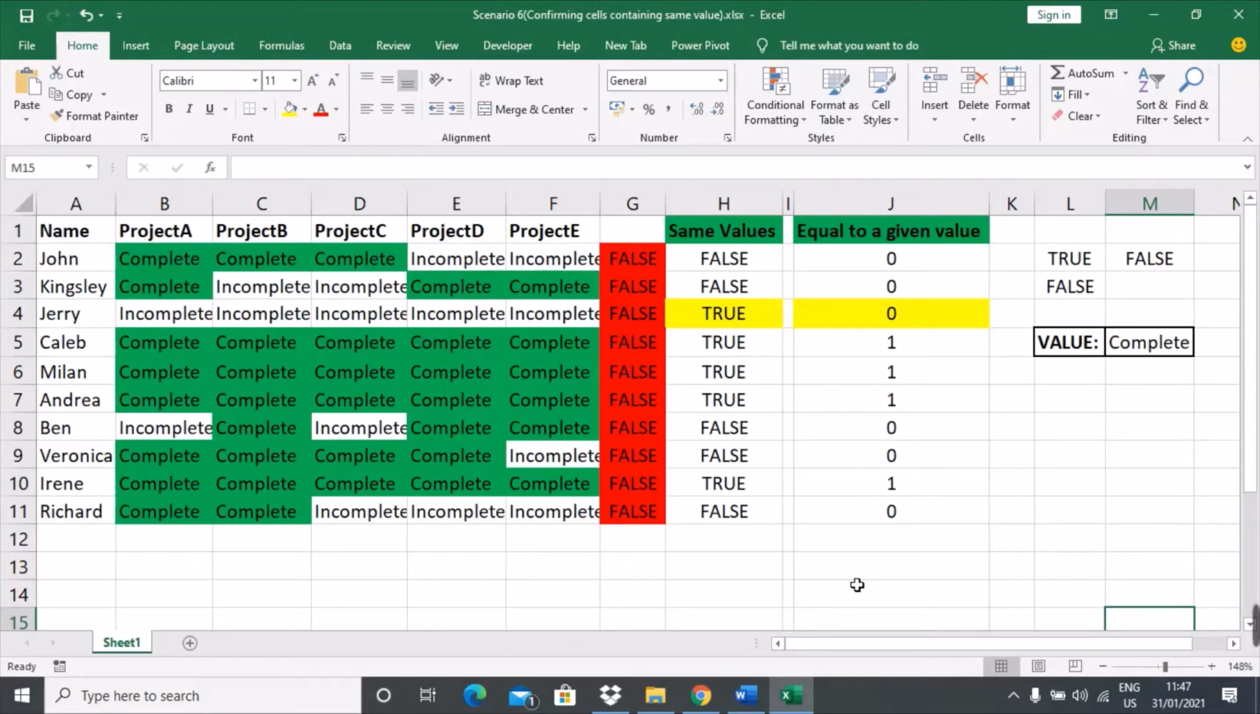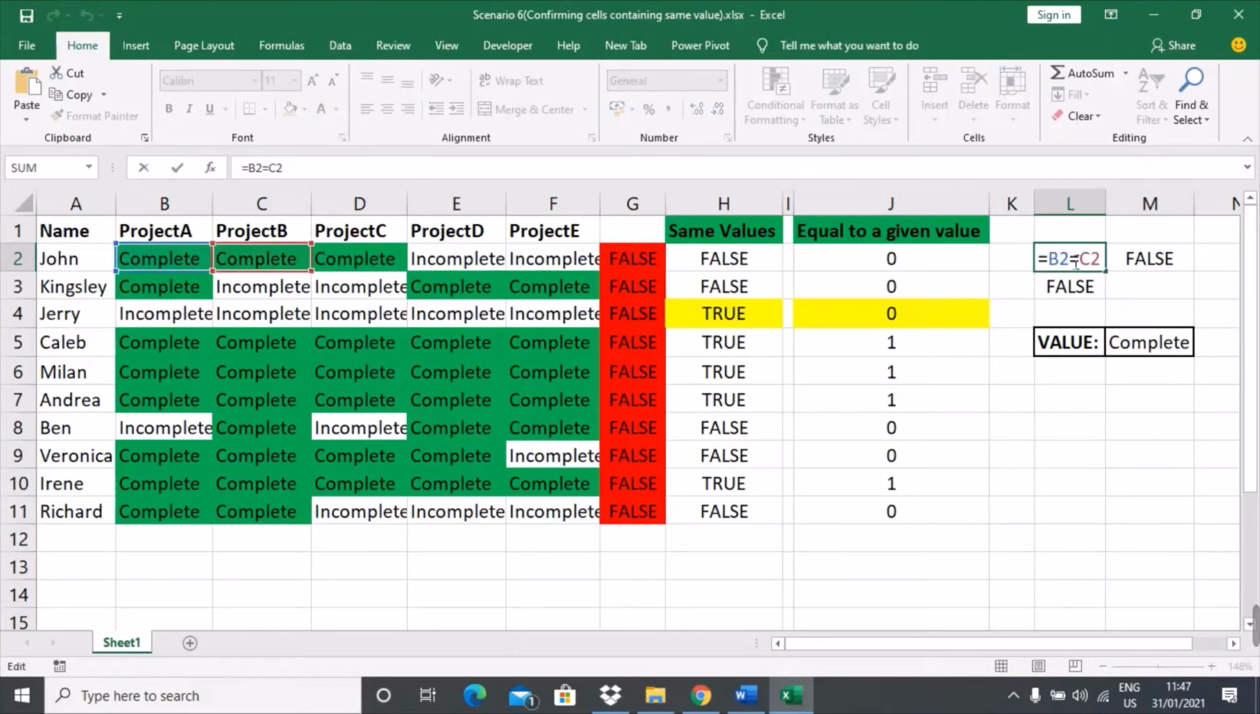Equating two cells will show true if they contain the same value and false if they contain different values, in cells L2 and L3 respectively. Equating B2 to C2 gave us true. This is because they contain the same value. While equating B3 to C3 gave us false because they contain different values, which is normal.